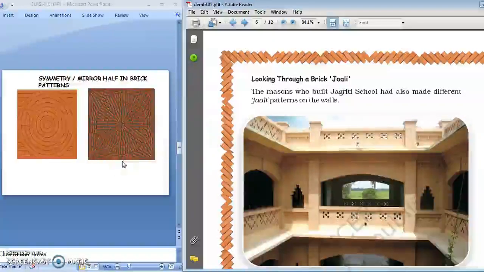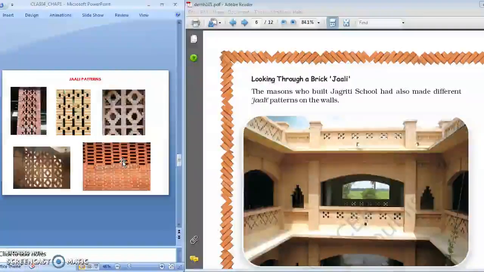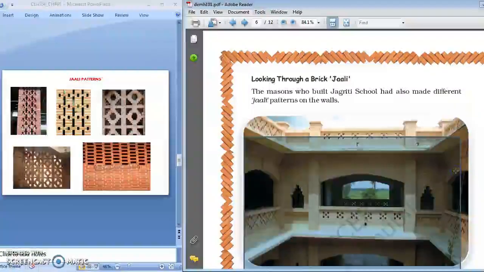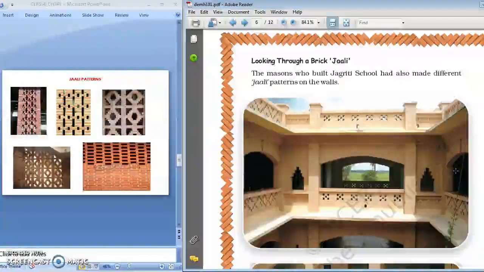Now let us move on and I will show you a few jali patterns. Now have a look nicely. I have taken out these jali patterns and see how beautiful they are looking. So there could be any type of jali patterns. There is no restriction in that. So the mason who built Jagriti school had also made different jali patterns on the wall. So this is what they are showing right now. Let us go ahead.